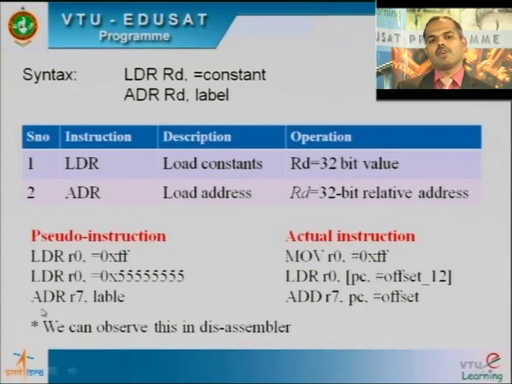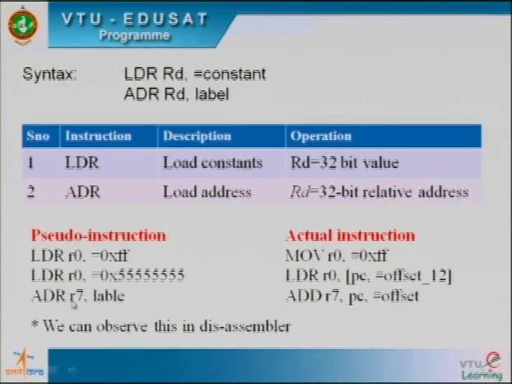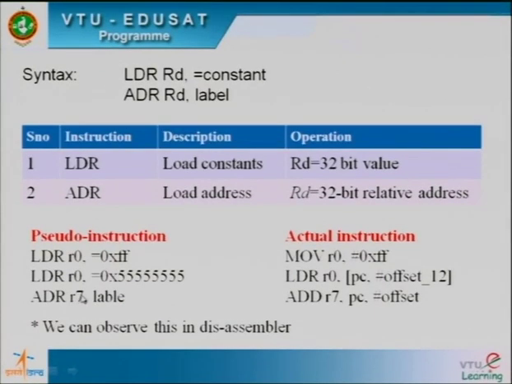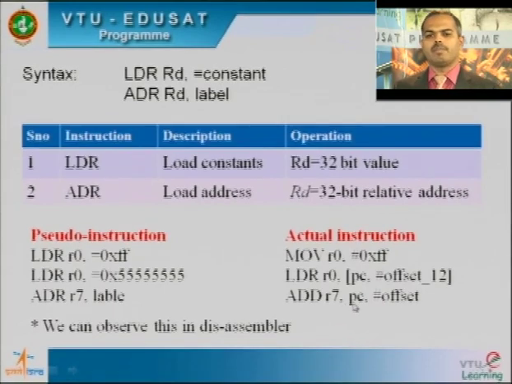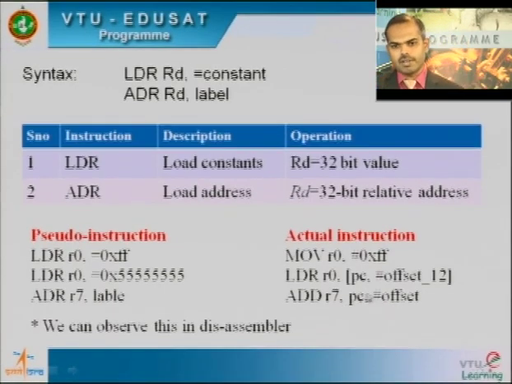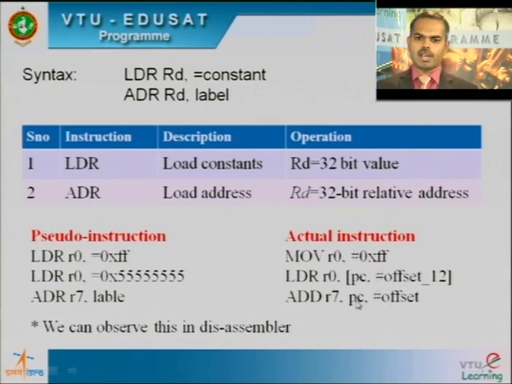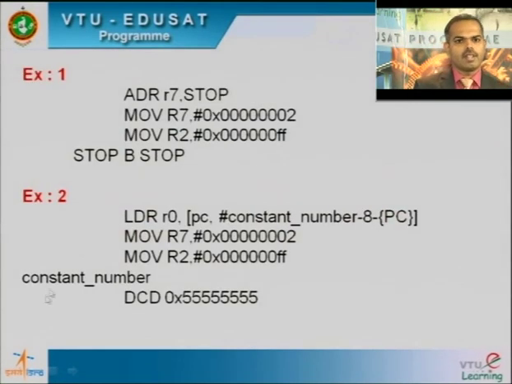ADR instruction: for ADR R7 comma label, if we want the address of this label in register R7, then if we write ADR R7 comma label, internally our assembler converts that to ADD R7 comma PC comma offset. The offset value gets added with the existing PC value, and that value is copied to R7 here. Let's see both of these instructions, LDR and ADR, with examples in the next slide.